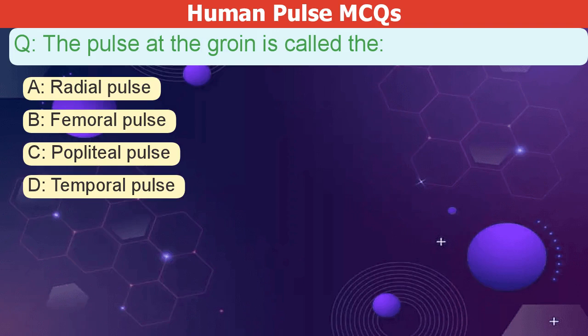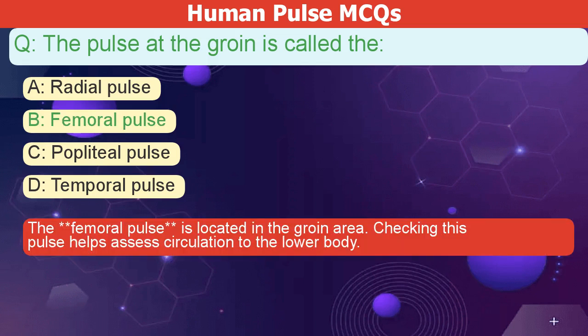The pulse at the groin is called A. Radial pulse. B. Femoral pulse. C. Popliteal pulse. D. Temporal pulse. The correct answer is B. The femoral pulse is located in the groin area. Checking this pulse helps assess circulation to the lower body.